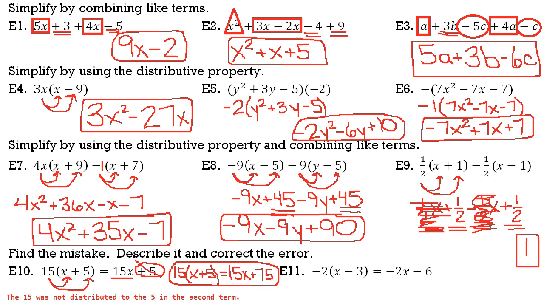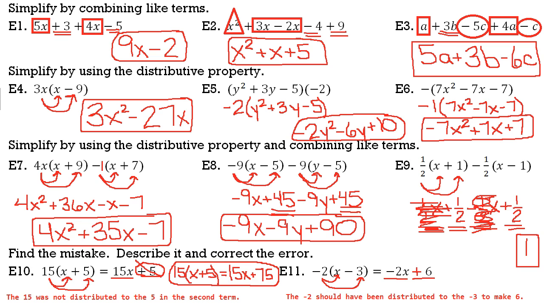All right, last example right here. -2 times x is -2x. Check. Negative 2 times negative 3, a negative times a negative is a, oh. It should have been positive 6. All right, so describe what just happened. Well, the negative 2 should have been distributed to the negative 3 to make 6. It should have been a positive 6 because we had a negative times a negative.